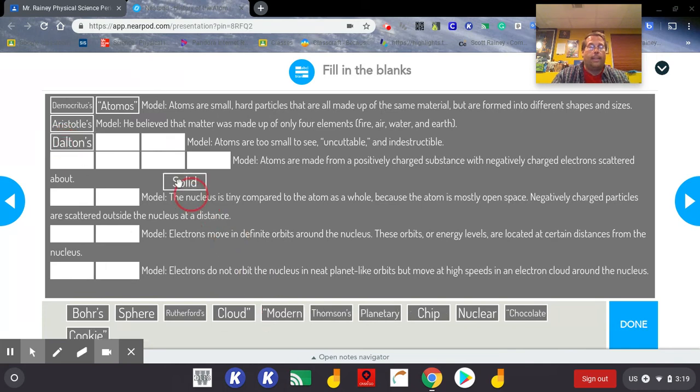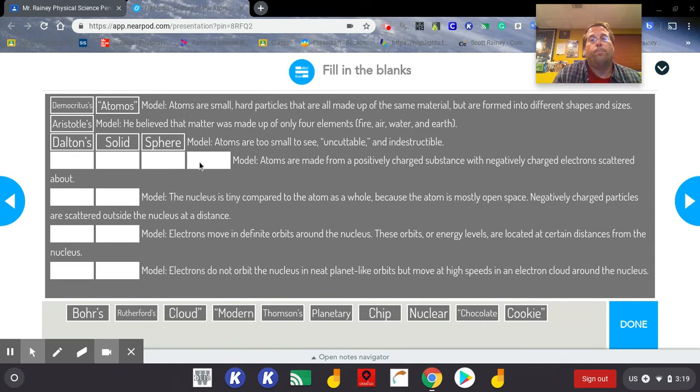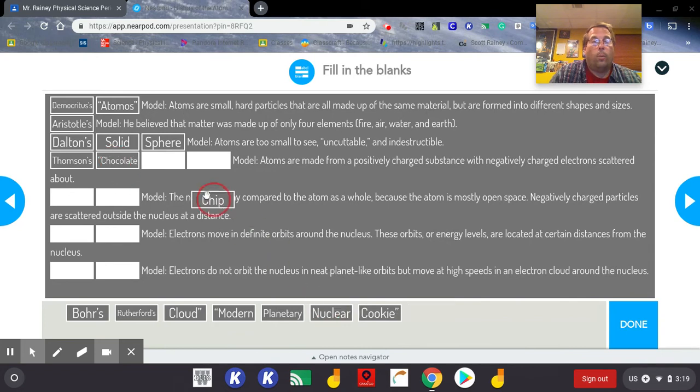And when he looked at that, he said, yeah, I believe that the objects are these solid spheres. Where he took it further was that he was able to break apart materials that Democritus was not. Like you can see that water broke apart into hydrogen and oxygen. So even though matter can be broken into smaller objects, they can recombine in a variety of ways to form new matter. Then Thomson came around, and he had the chocolate chip cookie analogy, where it was an atom with positive particles spread throughout and negative particles spread throughout.